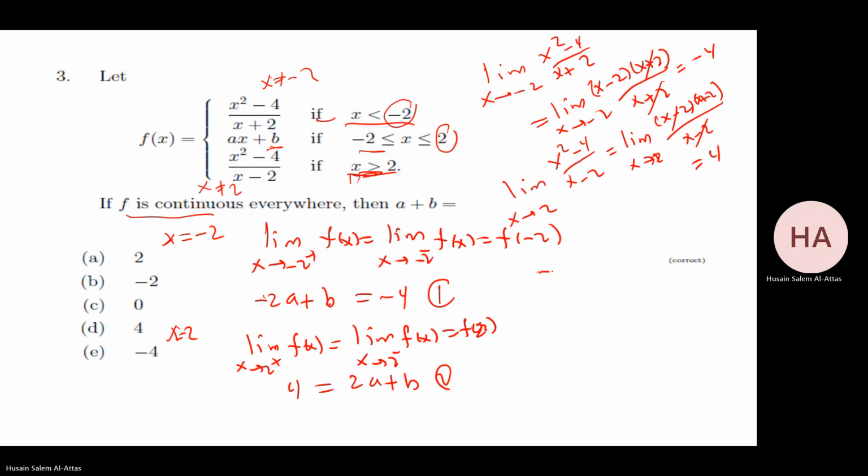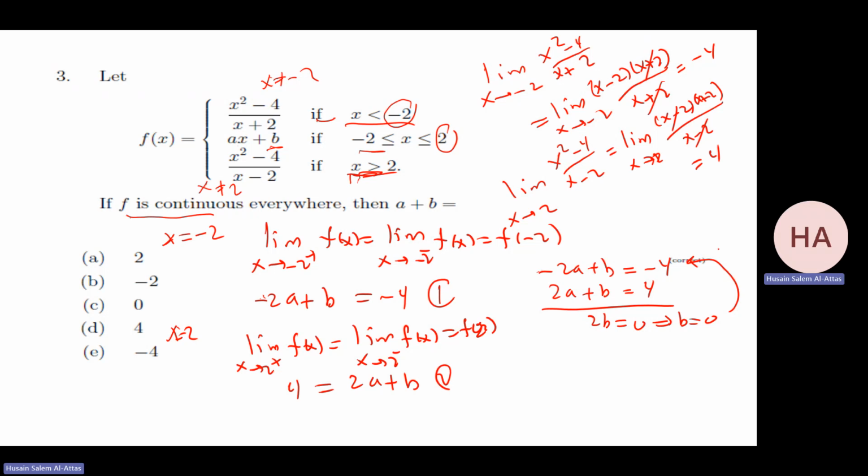So I have -2a plus b equals -4, and 2a plus b equals 4. Add them, 2b equals 0, so it means b equals 0. Plug it here, it's easier. Take the positive. So it means 2a equals 4, so a equals 2. So a plus b, 2 plus 0, which is 2. So this is the answer.